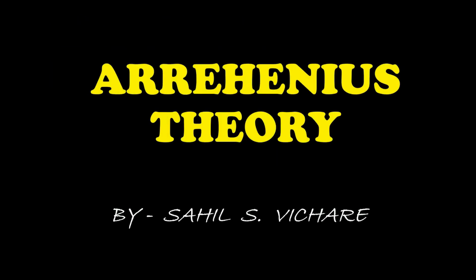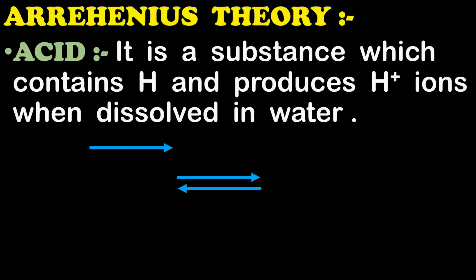The main motive of this Arrhenius theory is to help us distinguish between an acid and a base. So let's see what Arrhenius theory has to tell us. It says that an acid is nothing but a substance which contains hydrogen and produces H plus ions when dissolved in water. So if any substance has hydrogen in it and after dissolving it in water, it gives out H plus ions, then it is an acid.